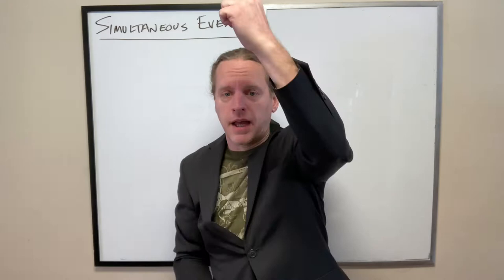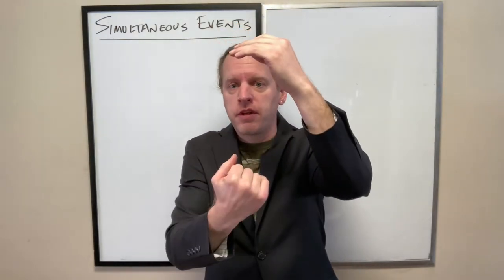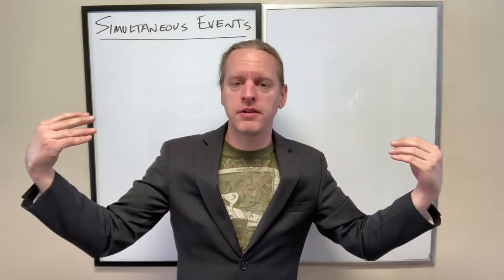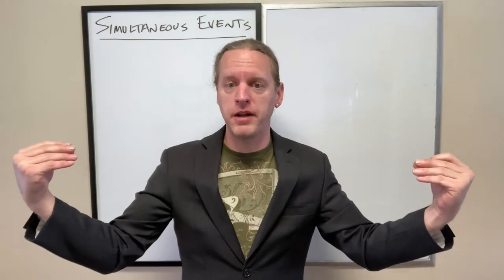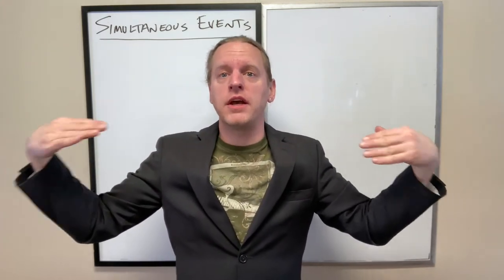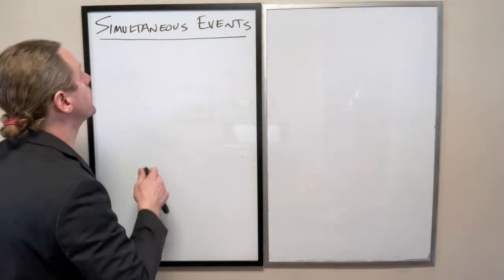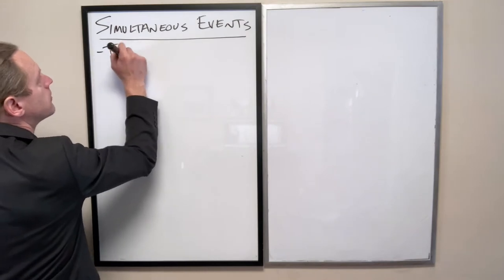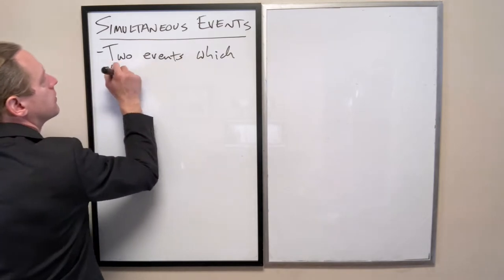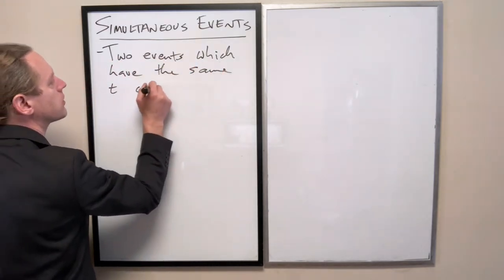If two events are time-like separated, the only thing that separates them is that if you wait long enough in time, you don't move. For simultaneous events, they are strictly separated in space. They occur at exactly the same time without any time difference. So they're basically the exact opposite of each other. So these are two events which have the same t coordinate.